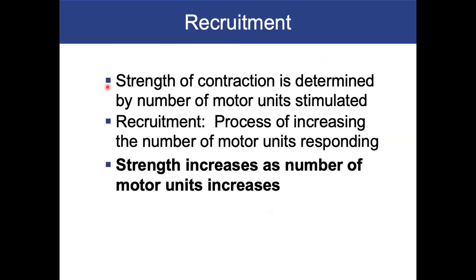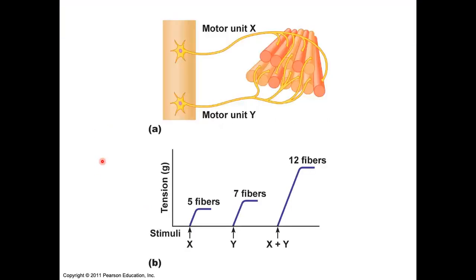The strength of contraction is determined by the number of motor units stimulated. Recruitment is the process of increasing the number of motor units, right? Or activating that number of motor units. Strength increases as the number of motor units increases. So you can take a look.